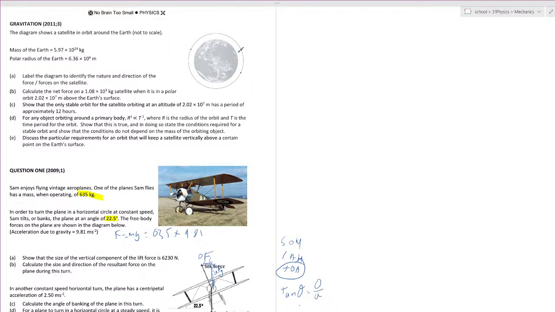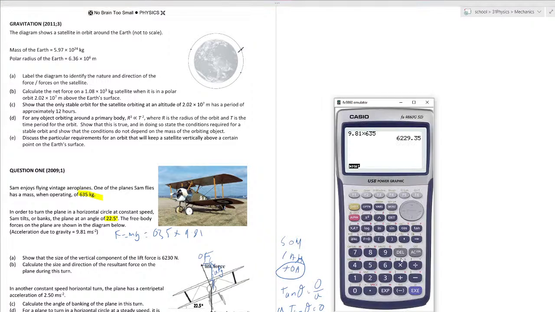We want the opposite, so it's going to be the adjacent times the tan of the angle is equal to the opposite. The adjacent is what we've just worked out, 6230 times the tan of the angle, which is 22.5. So that number times the tan of 22.5, and we got 3475. So the centripetal force is equal to 3475.